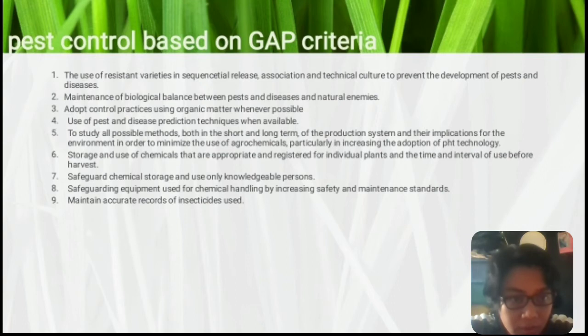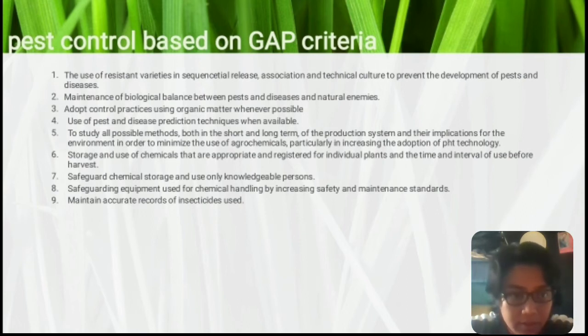Five, to study all possible methods both in the short or long term of the production system and their implication for the environment in order to minimize the use of agrochemicals, particularly in increasing the adoption of IPM technology.